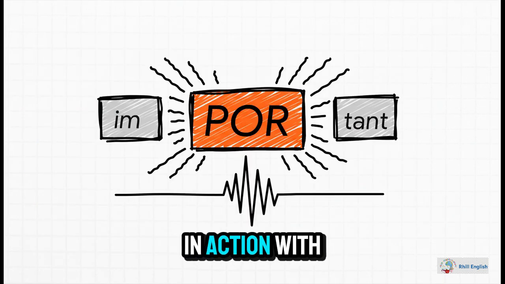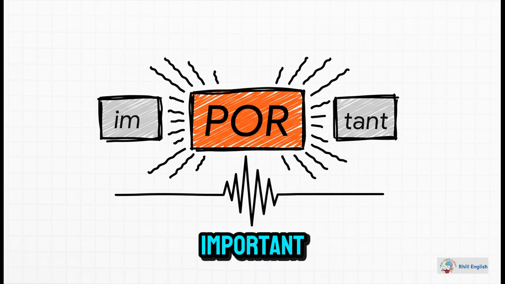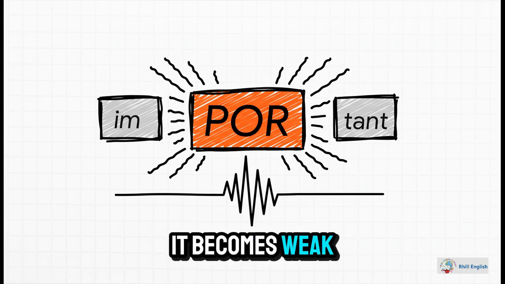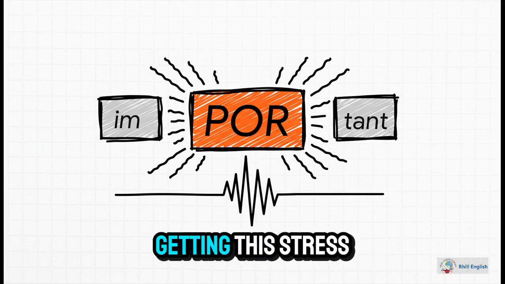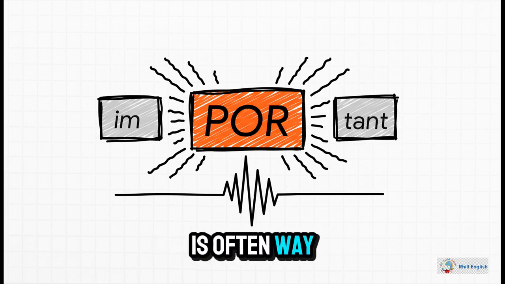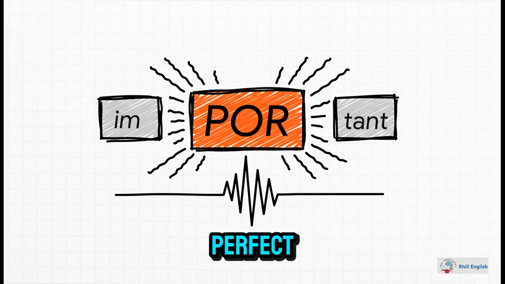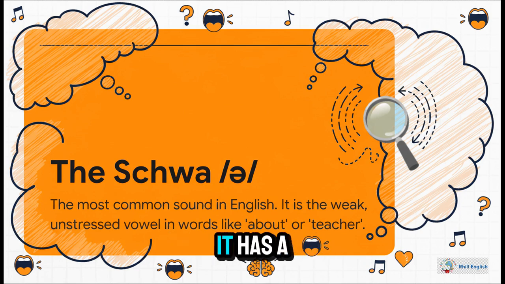Let's see this in action with the word important. The main stress slams down on that middle syllable, important. And notice what happens to that final syllable, tant. It becomes weak, it kind of fades away. Now here's the key takeaway. Getting this stress pattern right is often way more important for being understood than getting every single vowel sound perfect. And that weak, faded out sound we just saw, it has a name.